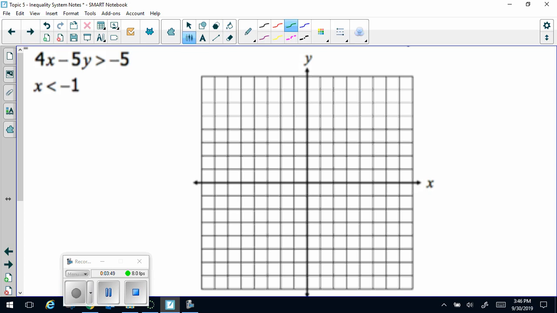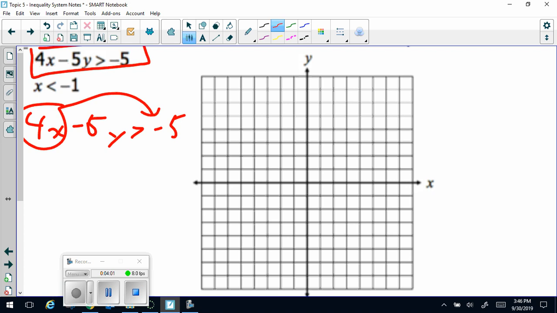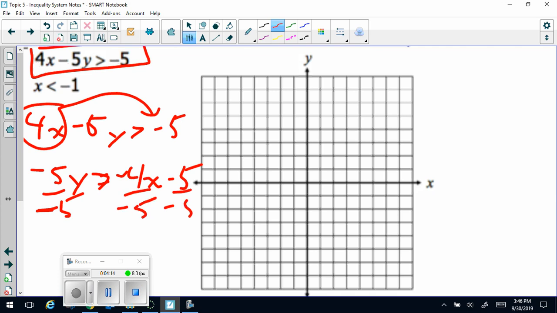Okay, so again, same idea. We have to convert this into slope-intercept form. Okay, take the x and move it. Divide everything by -5. So the sign changes to less than, and it's 4/5x plus 1. So +1, we're going to go up 4: 1, 2, 3, 4, to the right 5: 3, 4, 5. It's going to be a dashed line.